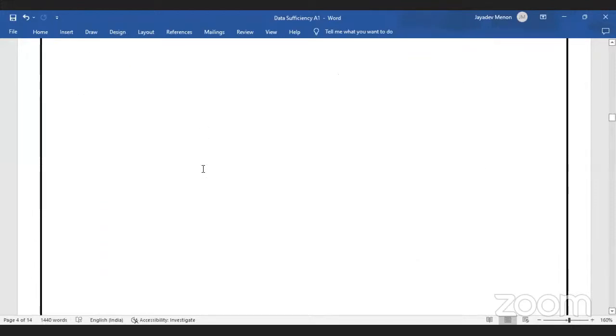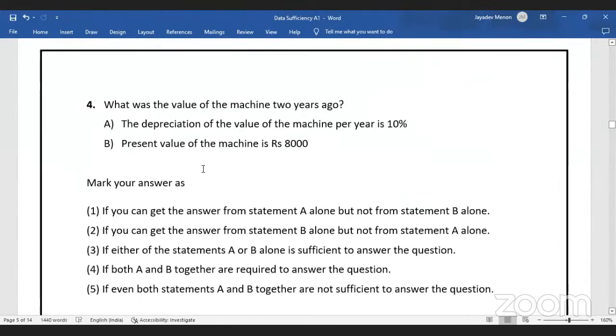Next question. Very good, Abhirami, Sweda, Varsha, Kumaran, Sachu, Eka. Option 4 is correct. Both A and B together are required to answer the question.